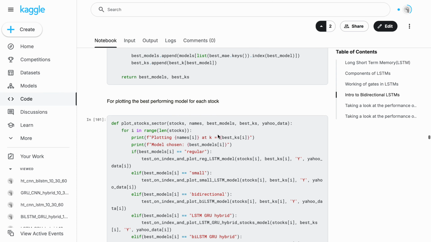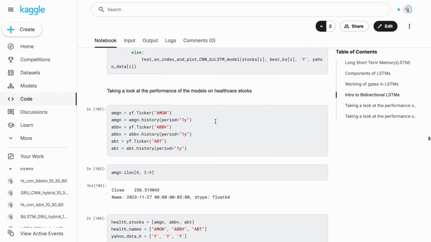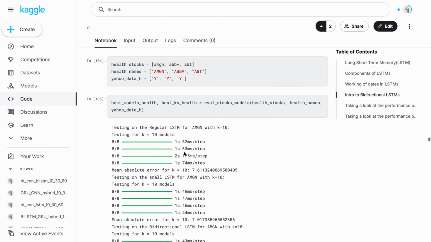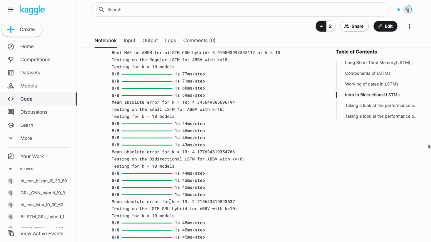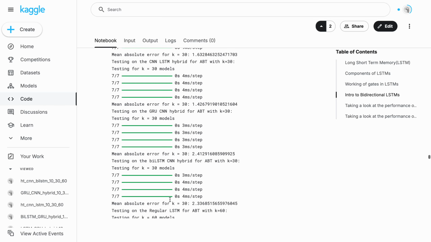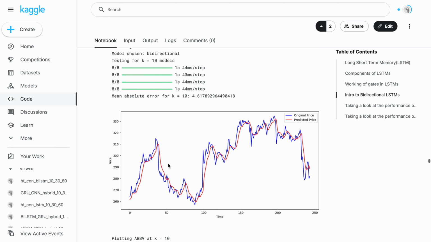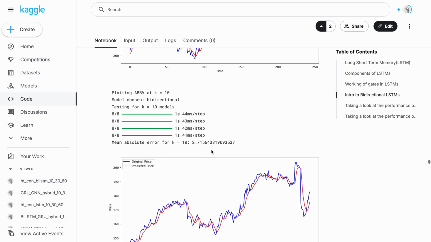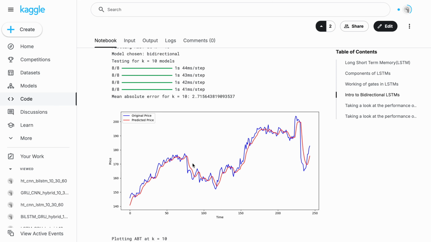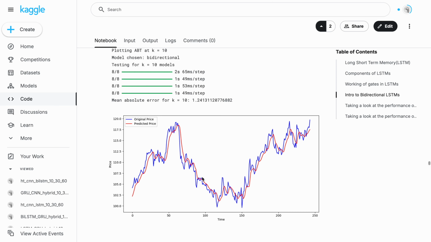And then I have some functions for predicting the best performing model for each stock in a particular sector. So for example, for healthcare stocks, again I carry out the same analysis to find which is the best model for all of them, and we see that bidirectional is the best model for all of them with k equal to 10, and then these are the predictions. So in general, individual stock data is more noisy than data for indices, but we can still see that the error is around 1.5%, error of 4.6 with an average value of 300. Similar error for this too, and for this as well.